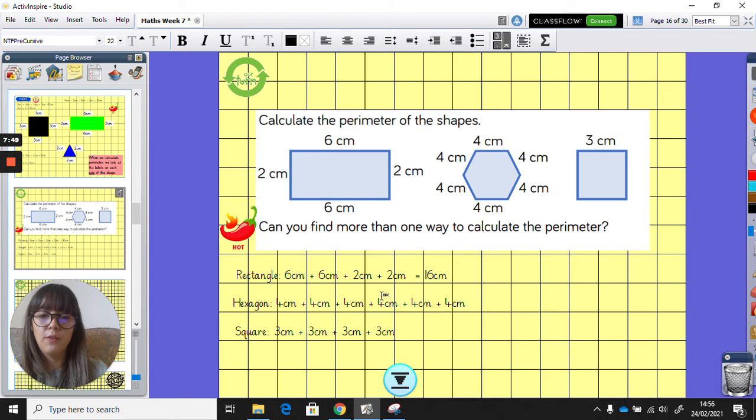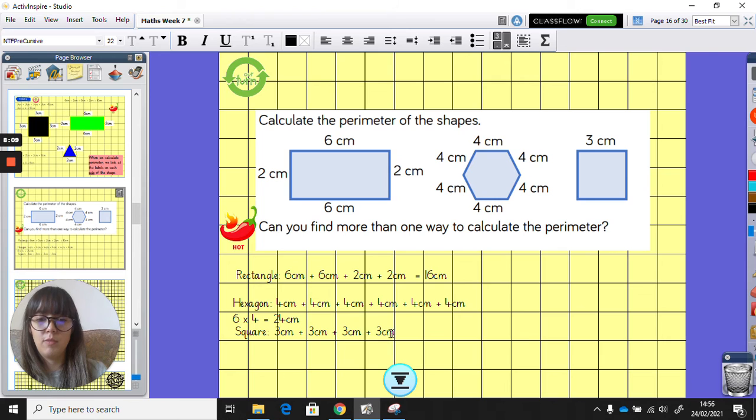Hexagon. Again, we've got repeated addition here. 4 add 4, add 4, add 4, add 4, add 4. Now, you can do that. That's absolutely fine. You'll get the right answer. But an easier way to do that, and this links to the second question, is going to be 6 times 4. Okay, 6 times 4 is 24, so the answer will be 24 centimetres.